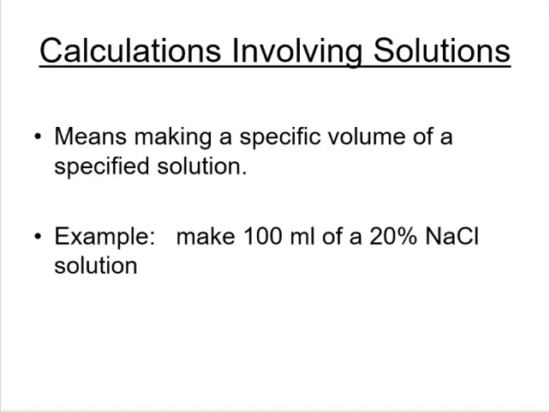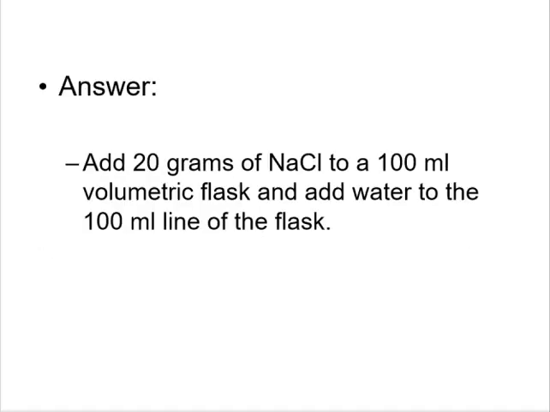In calculations involving solutions, this means making a specific volume of a specified solution. An example would be making 100 milliliters of a 20% NaCl solution. How we would do that is add 20 grams of NaCl to a 100 milliliter volumetric flask, then add water to the 100 milliliter line of the flask, and that would get your solution.